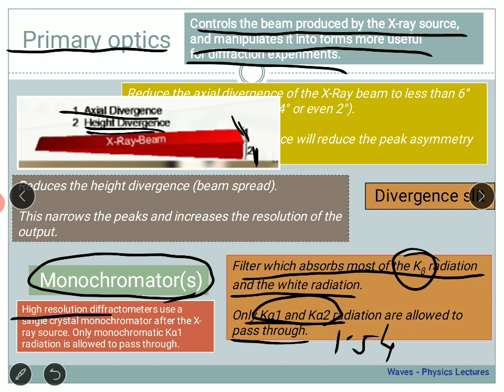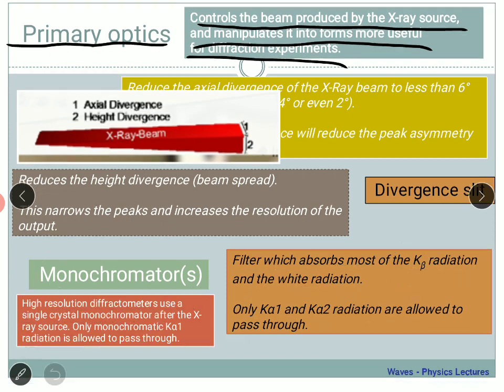If we consider a high resolution diffractometer, it will use a single crystal monochromator after the X-ray source. Only monochromatic K alpha 1 radiation is allowed to pass through. So if you are going to use a very high resolution diffractometer, that means you don't even want the K alpha 2 line, you want only the K alpha 1 line. Okay, for that you can use a single crystal monochromator. It will only filter out K alpha 1, so this will be purely monochromatic in nature.